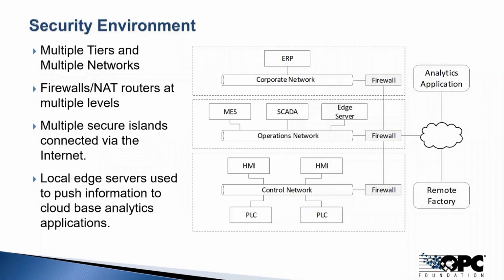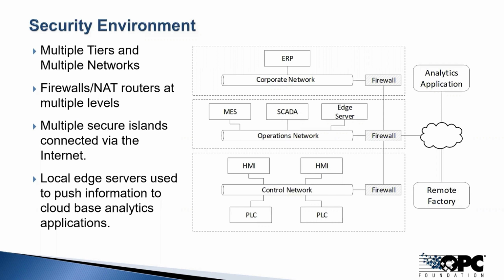Now, it's worth discussing the security environment that we're dealing with, the typical network infrastructure, which is not typical of IT networks. It's not typical of IoT applications. It's a hybrid that has its own unique characteristics. And these are important to keep in mind when we're talking about security in an industrial automation setting.